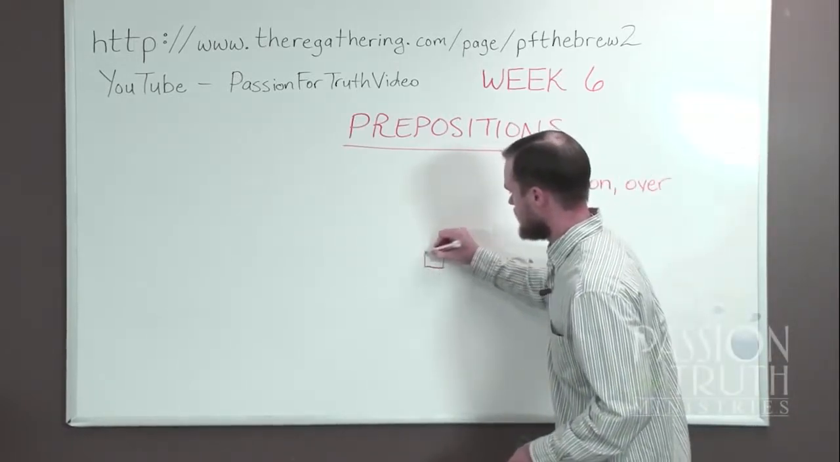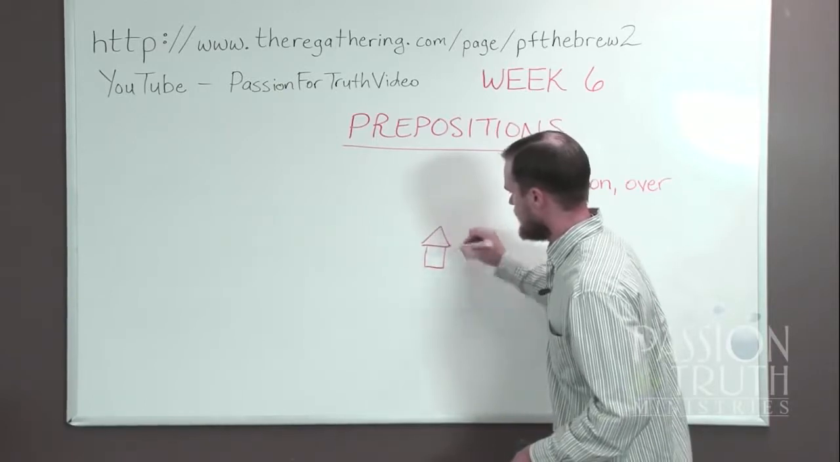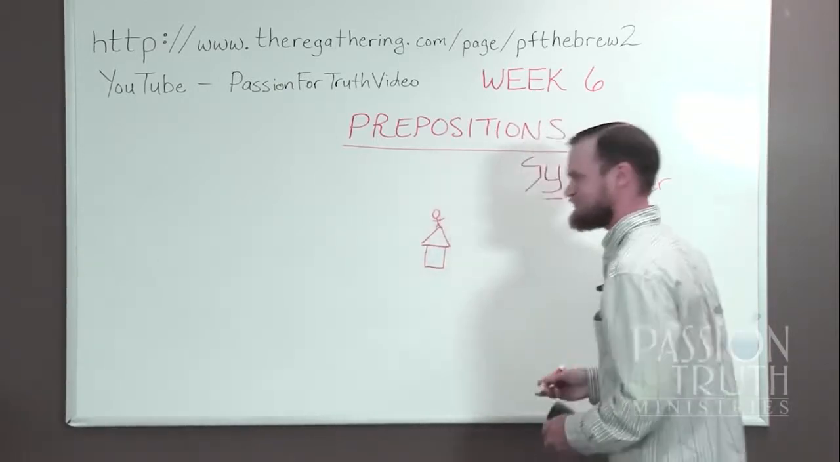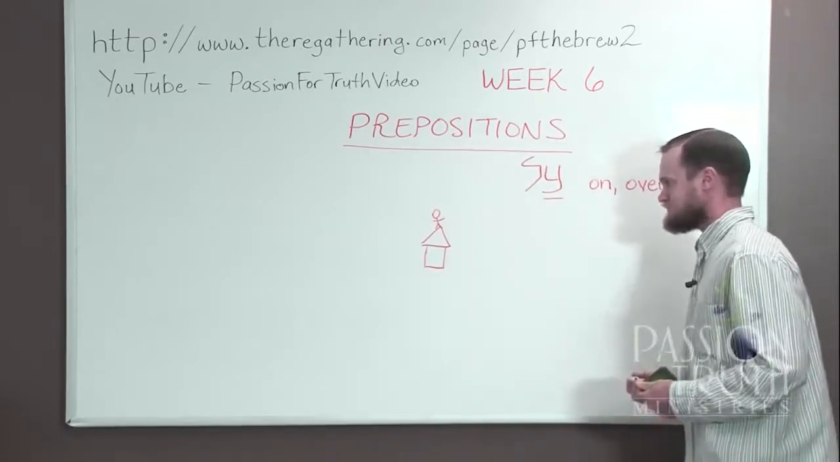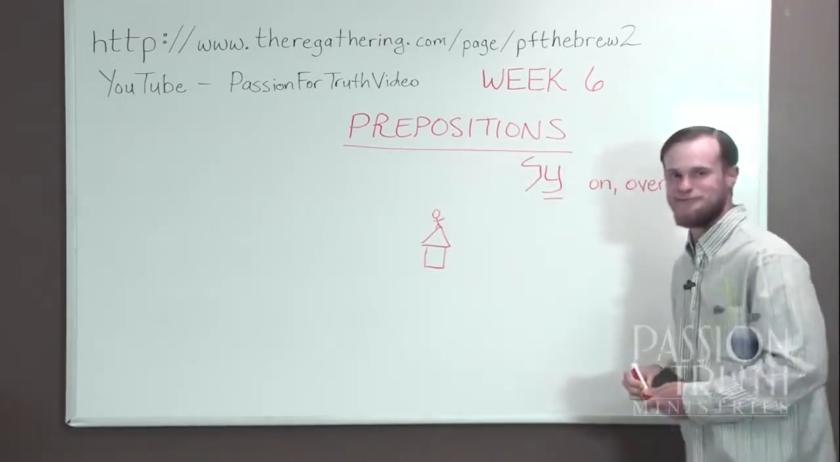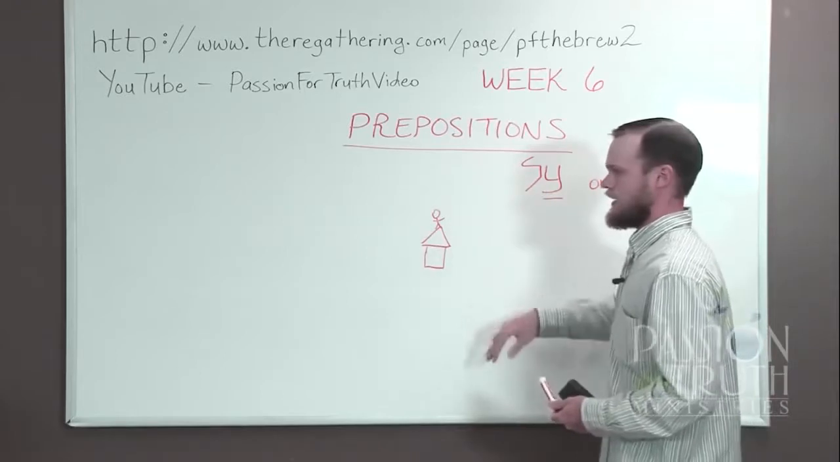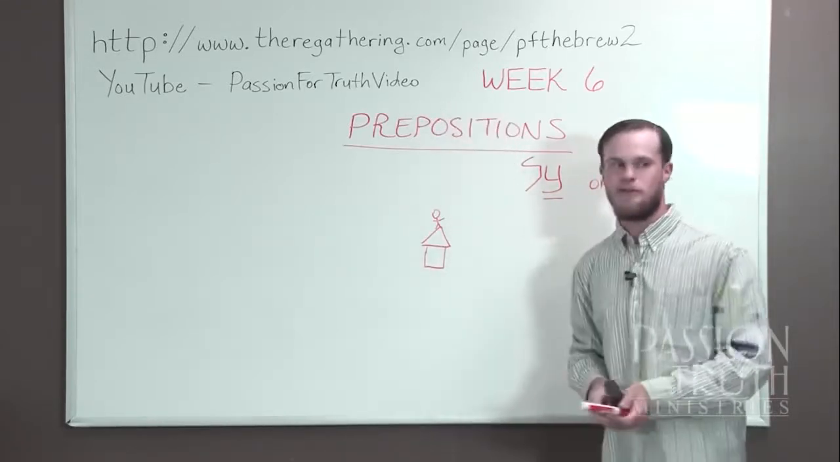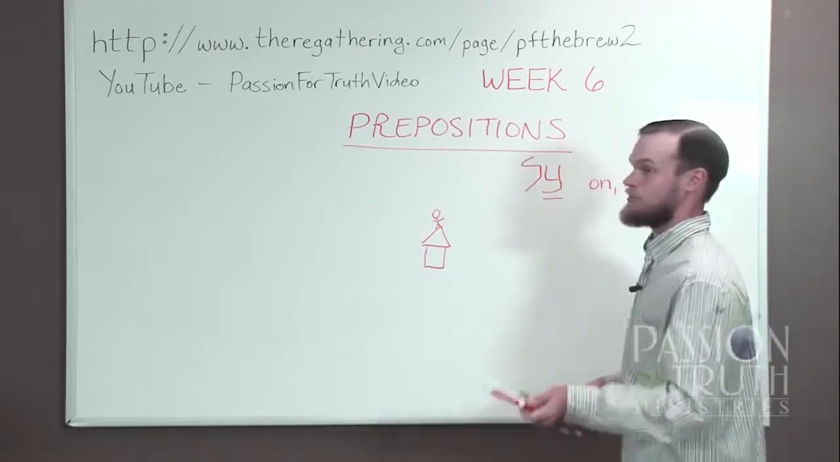The idea is, if we have a house here, and a man on the house, this is the idea of al, on top of. Now he could be levitating over the house, he could be standing directly on the house. As long as he's vertically above it, he is al the house.